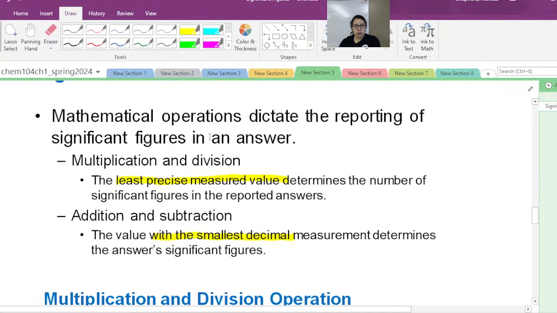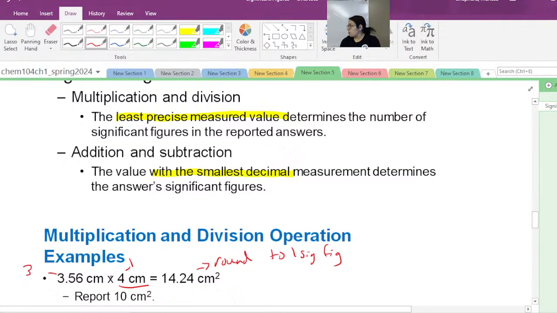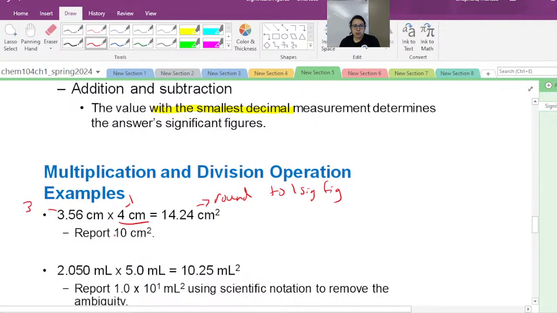Yeah, so that goes back to those rules. If we were in lab trying to get our area, but we used a really inaccurate ruler so that we just got 4 centimeters, then our area measurement can only be known to 1 sig fig. But of course, if you were in lab today, you're probably thinking they should have written 4.00 centimeters. Then you would have your 3 sig figs, and you could round to 14.2.